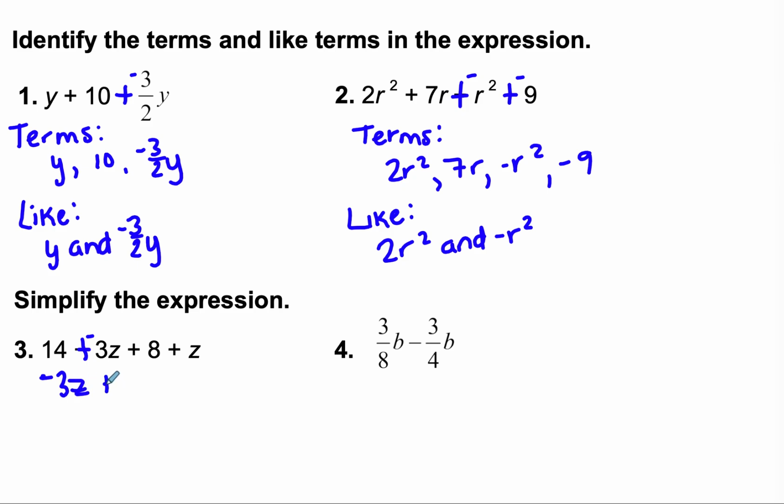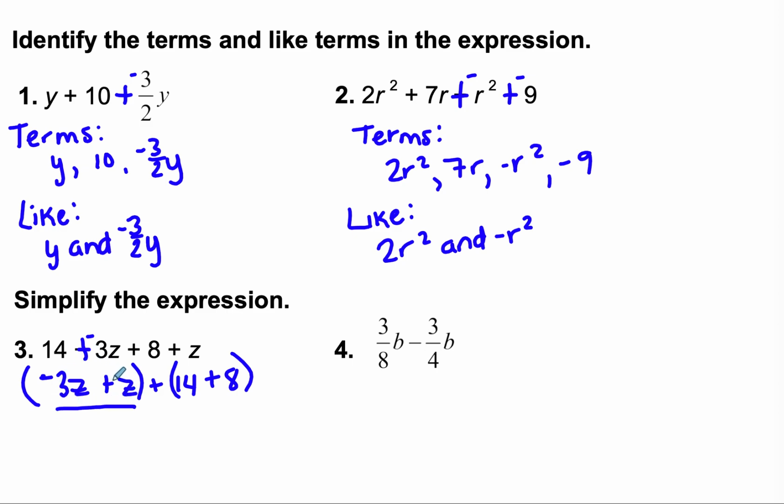-3z plus z plus 14 plus 8. So I used my commutative property here. I'm going to go ahead and put in some parentheses. I've got my like terms grouped. Okay, -3z plus z. Different signs, find the difference.